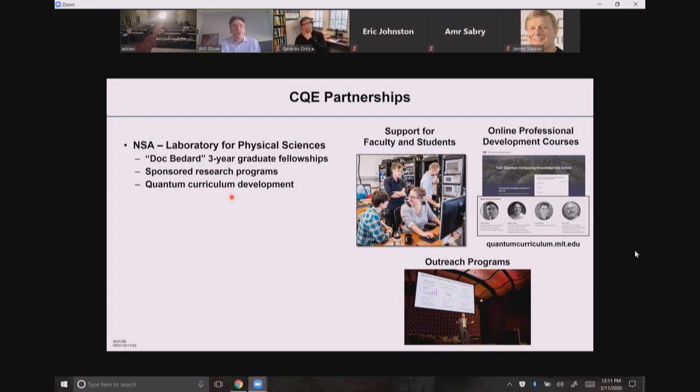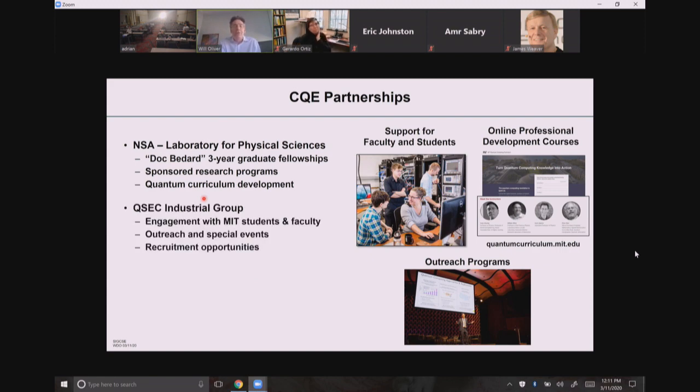So one of them is a 3-year graduate fellowship sponsored by the NSA and the Laboratory for Physical Sciences. They also sponsor research and the development of this quantum curriculum that I just mentioned. We also have the industrial group, and an important part of that is they help us understand what's important to them so that they can recruit students. We teach the students the right thing, they recruit them.